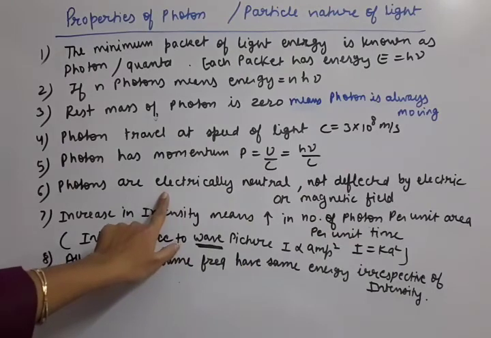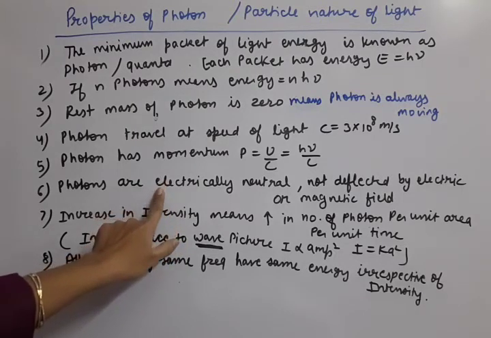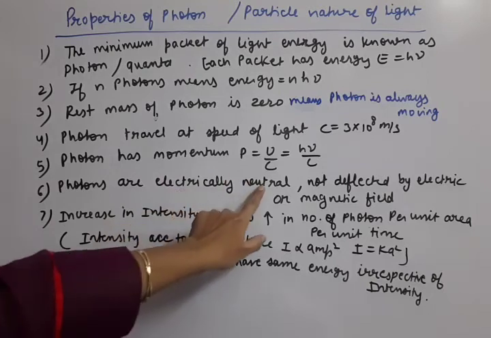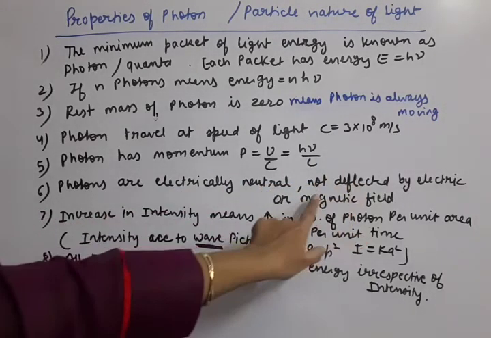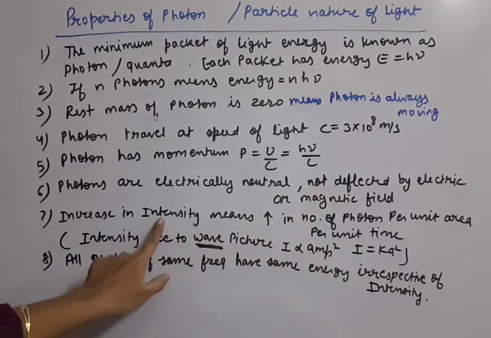Then photons are electrically neutral. If we discuss the electron, it is negatively charged; the proton is positively charged. So what about this particle? Photons are electrically neutral, which means they will not be deflected by any electric or magnetic field. Now, here one term appears, that is intensity.